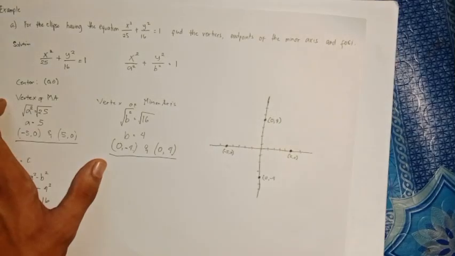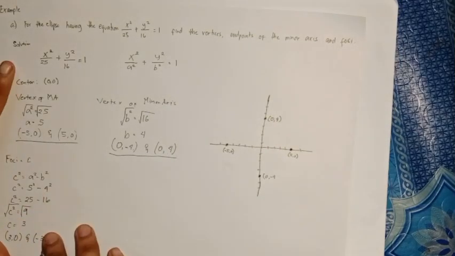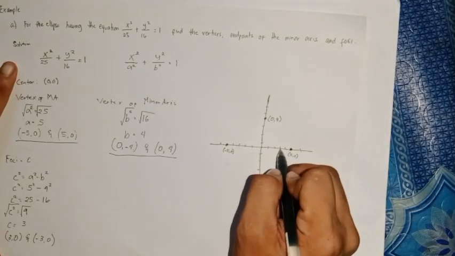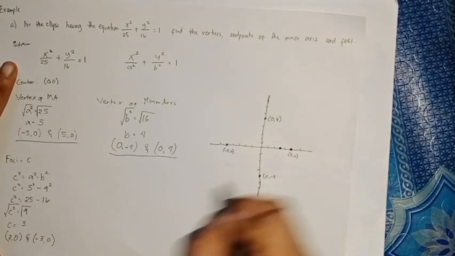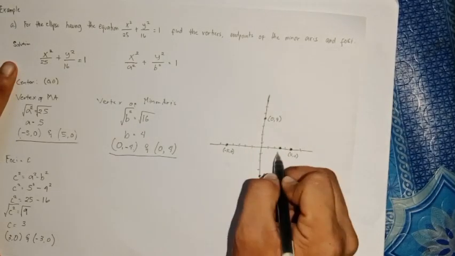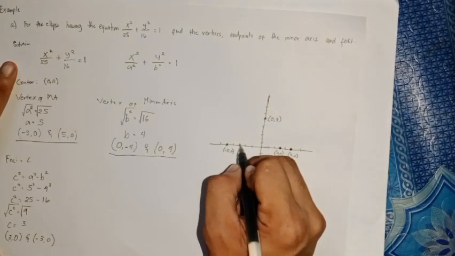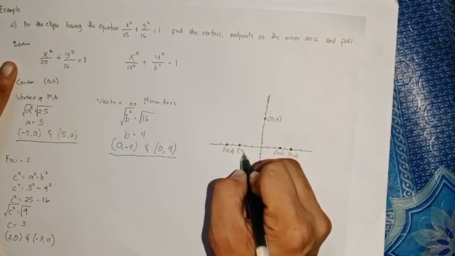And next is our foci. Foci are located at (3, 0): 1, 2, 3. This is our foci, and (-3, 0). (3, 0) is a focus, and negative 1, 2, 3, this is now our (-3, 0).